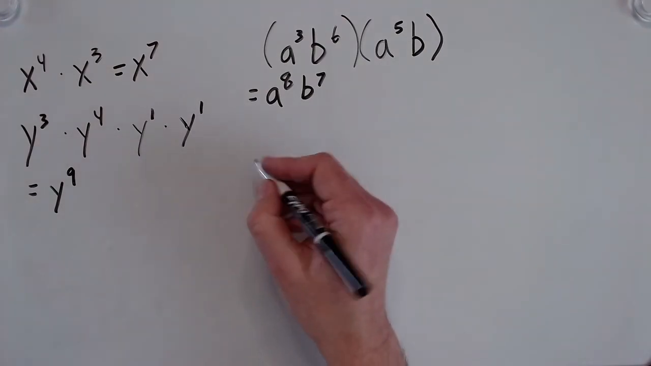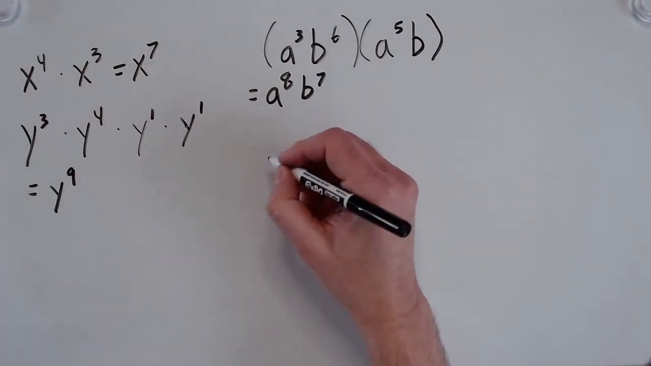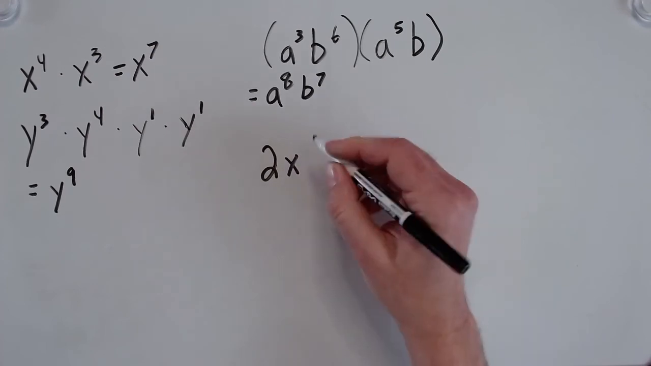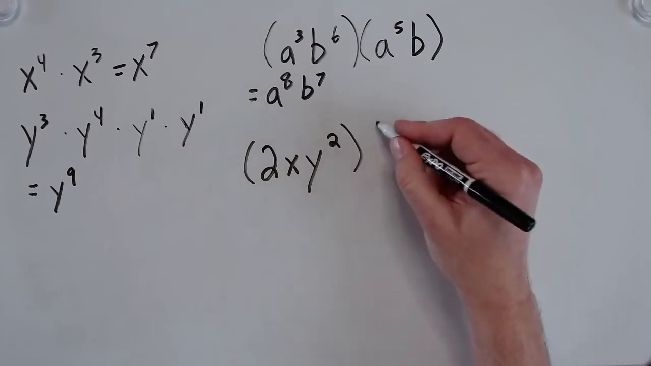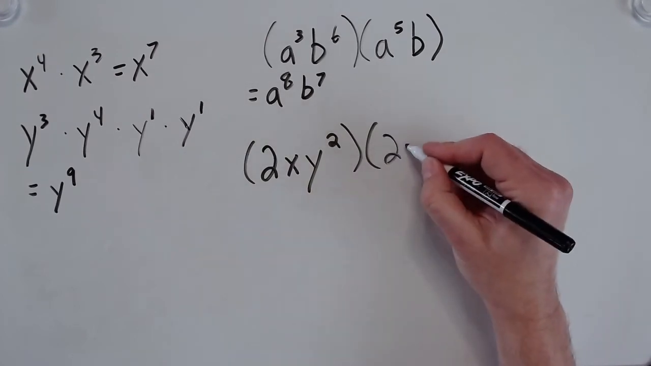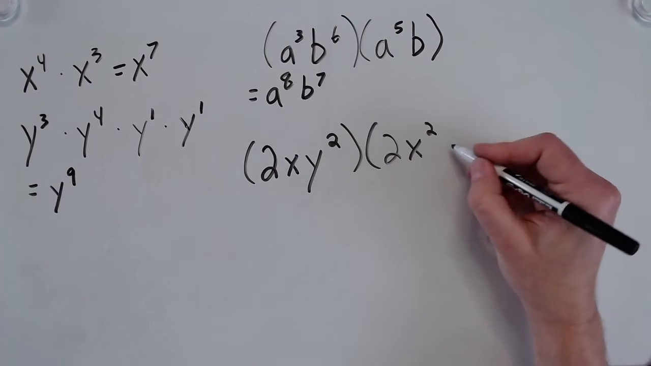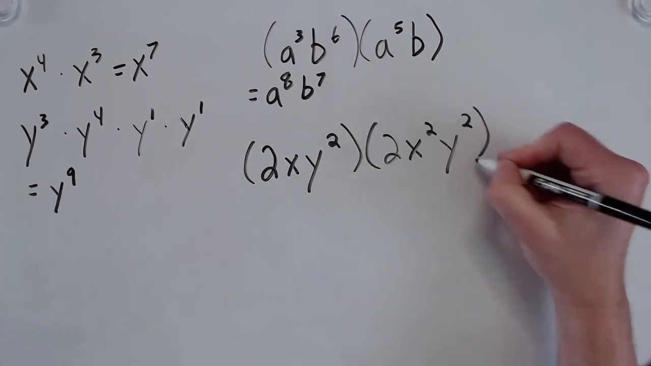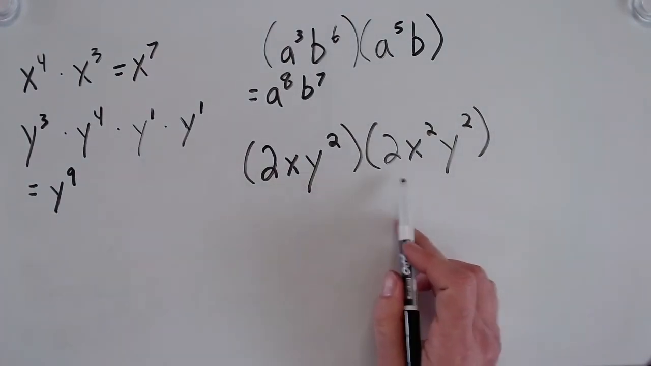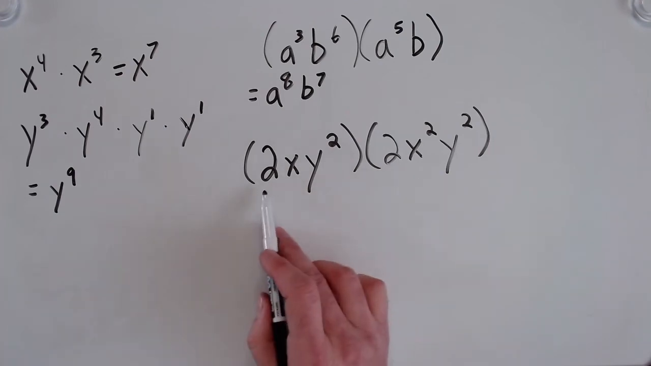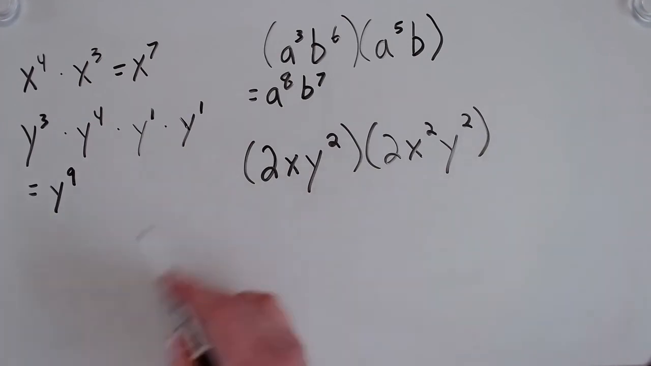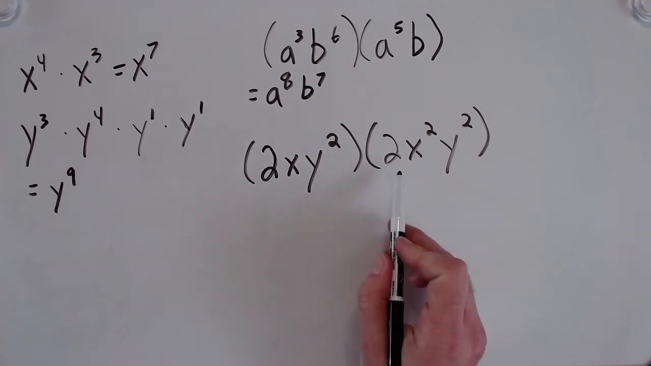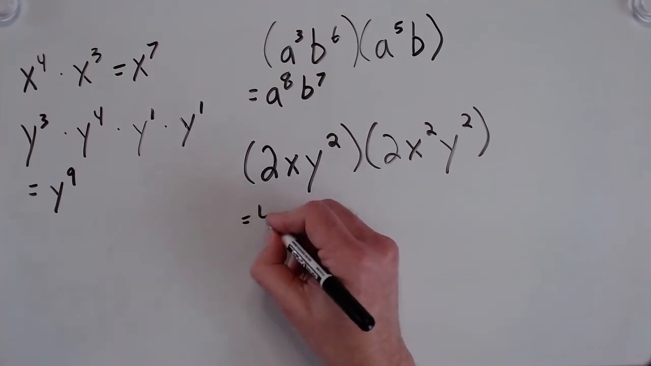We'll do one more before we jump over to division. That's 2x y squared, all of this times 2x squared y squared. So now we've got some numbers involved, but we can treat that the same way. Let's deal with the numbers, then we'll deal with the x's, then we'll deal with the y's. Because we're multiplying everything together, we're allowed to do that. So let's start with 2 times 2. Okay, well, that's 4.